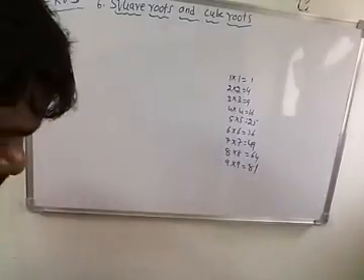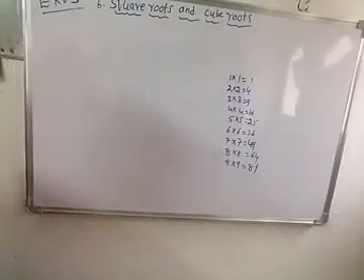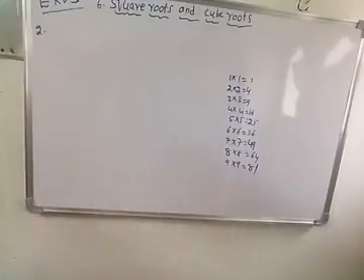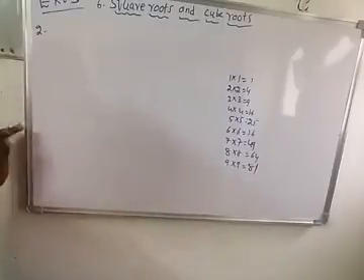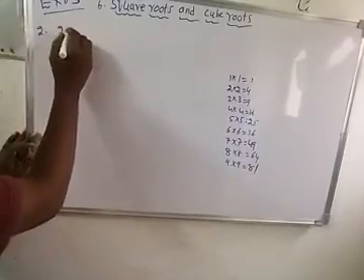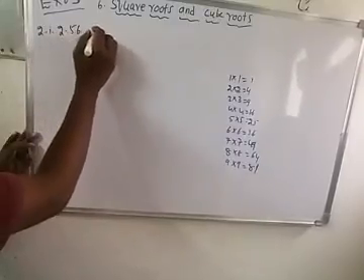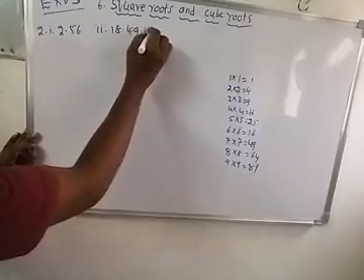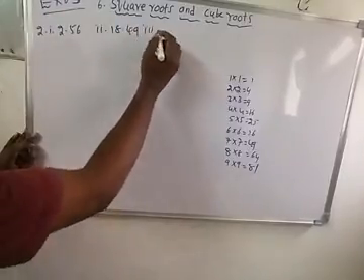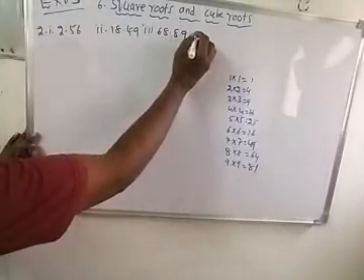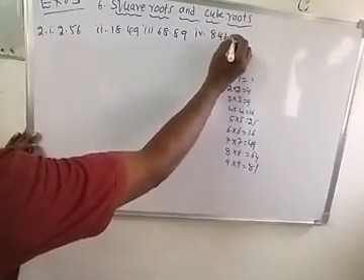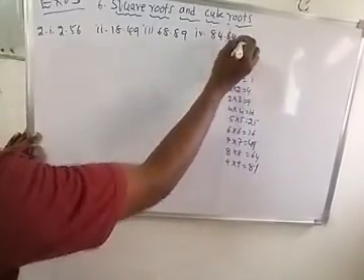Now we are going to exercise 6.3, the second one. Find the square roots of the following decimal numbers. The first one is 2.56. The second one is 18.49. The third one is 68.89. The fourth one is 84.64.